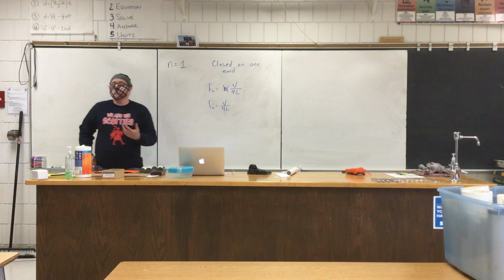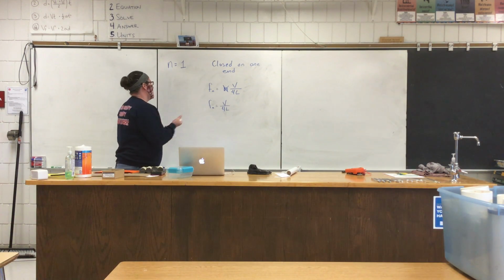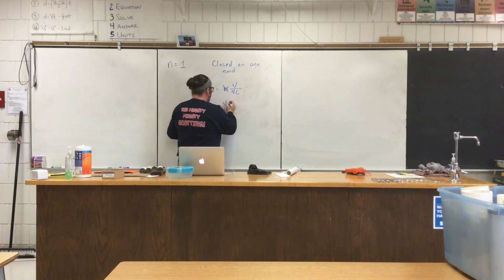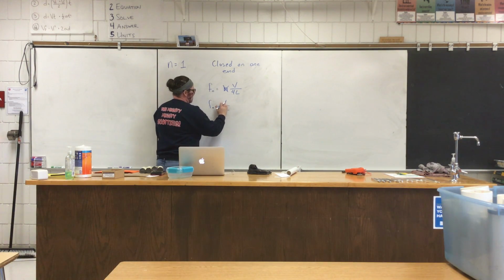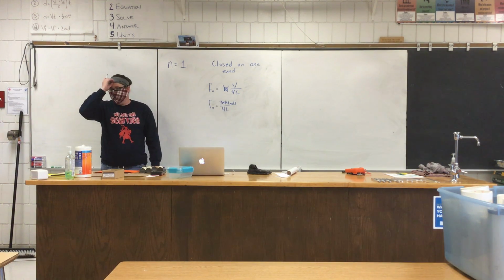So a lot of times we use 340. This is a little warmer than what we would use. So we're going to use 344 for our velocity here, because that deals with the temperature in this room. It'll keep it just a little bit closer, a little bit more precise.